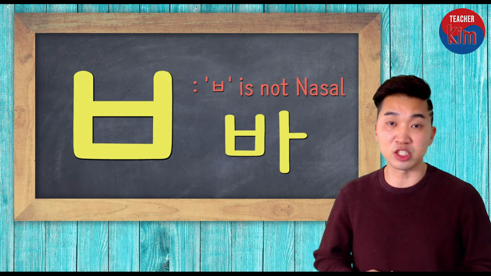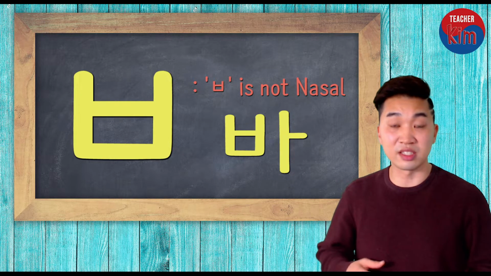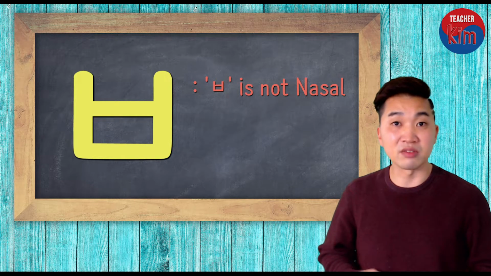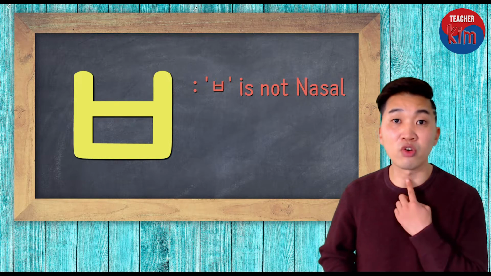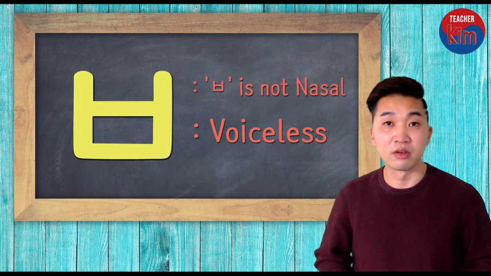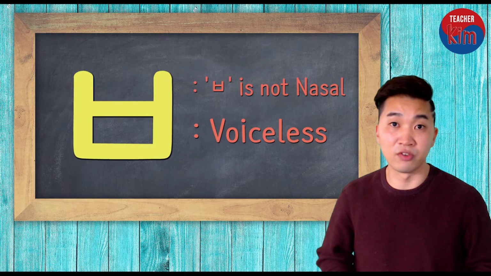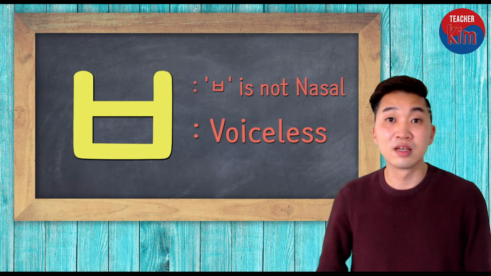If you are an English speaker, you might want to pronounce this consonant like the English alphabet B. B sound is voiced. That means your vocal cord is vibrated. Korean consonant is voiceless. So just blow the air.